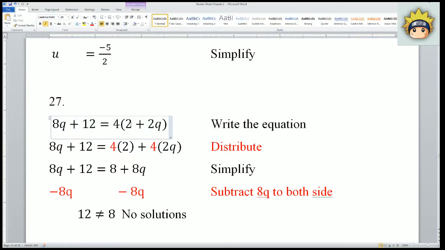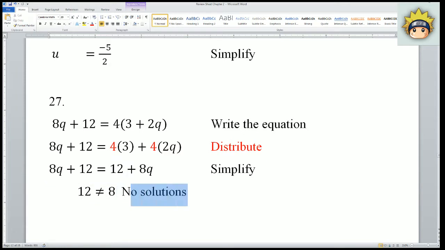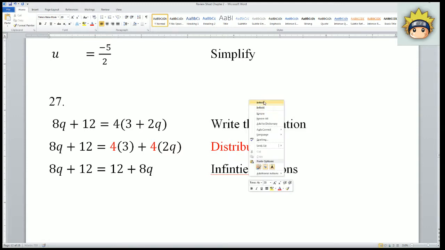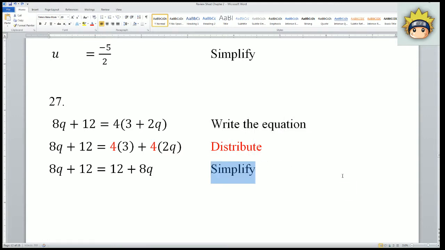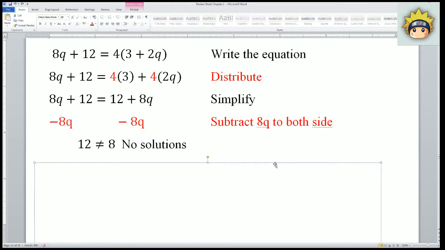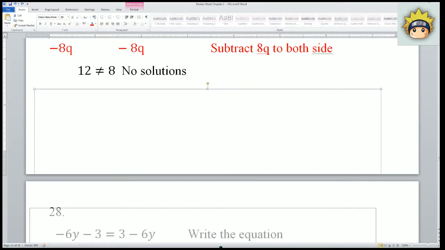If this problem was 3, right? And this was 3 and this became 12, at this point, the fact that it looks the same, I could say infinite solutions here. But that's not the case, so I'll leave that there. Okay. Alright, let's go look at 28.